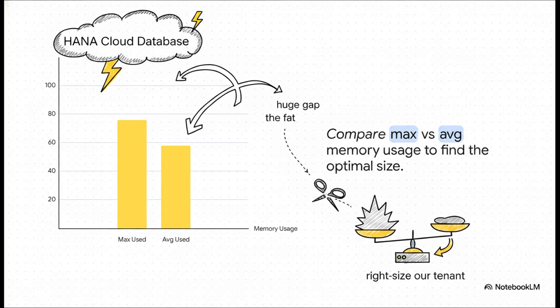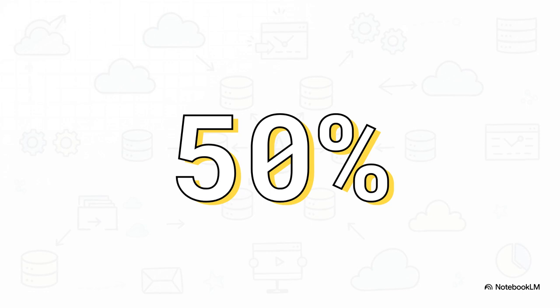You definitely shouldn't outright shrink your tenant based on average usage alone, but rather balance it against those maximum spikes. The absolute pro tip derived from SAP experts here is to allocate only the memory and disk each space truly needs. And then, here's the key: add a 50% headroom buffer for unexpected growth or spikes.